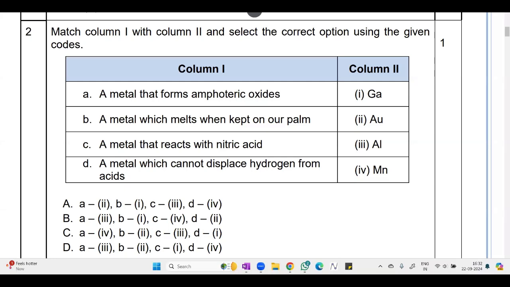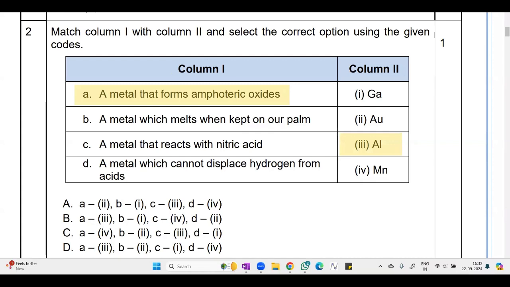In question number 2, we have to match the following. The first part is a metal which forms an amphoteric oxide. We know there are two such metals that we have studied in class 10: zinc and aluminum. These metals form amphoteric oxides, which are metal oxides that react with both acid as well as base to give salt and water. So from aluminum or magnesium, there is an option aluminum given.